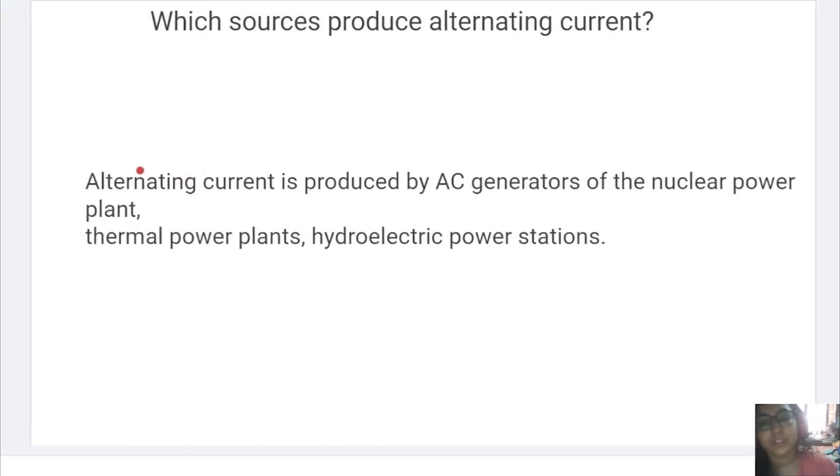Okay. Now, which source produces alternating current? If it is not given in any book, it's better for you to note it down here. Nuclear power plants, thermal power plants, hydroelectric power stations. All of them use alternating currents. Why? Because alternating currents are produced at a very high rate, and we need a huge amount of current for these generators or power plants, because a huge amount of load is being exerted here. A huge amount of current should be produced to get the work done.